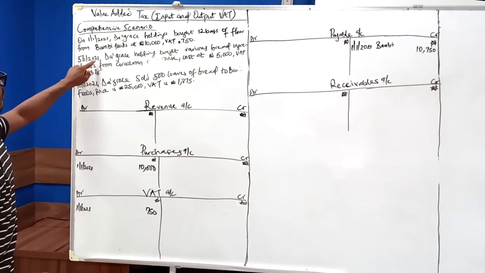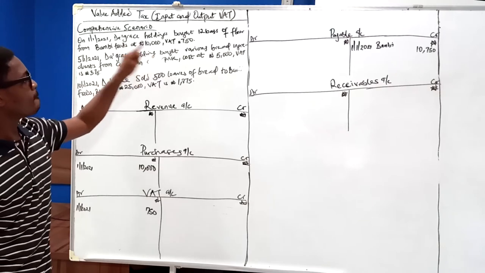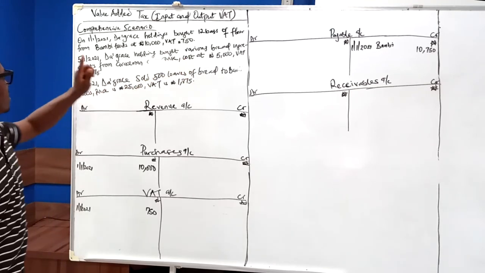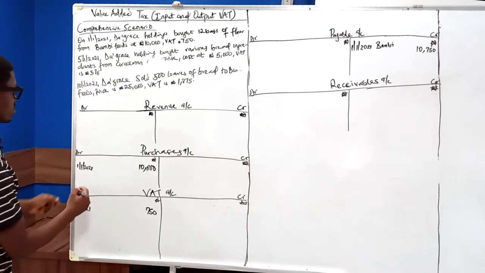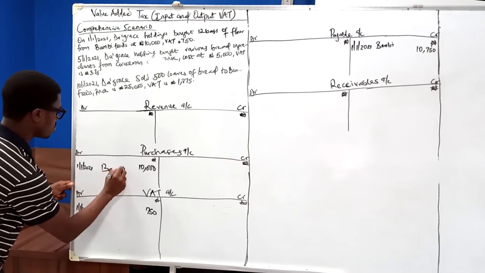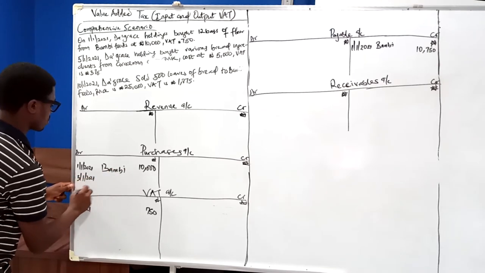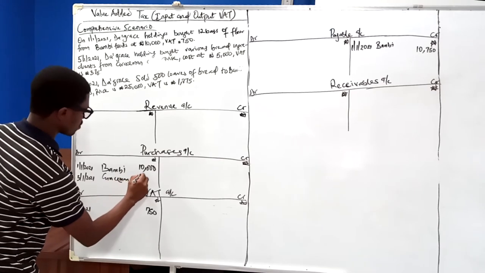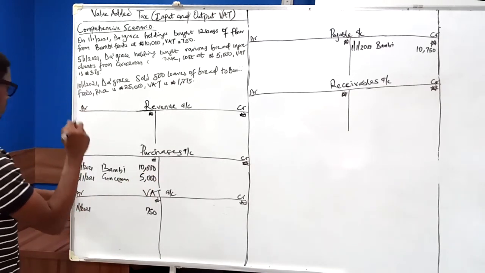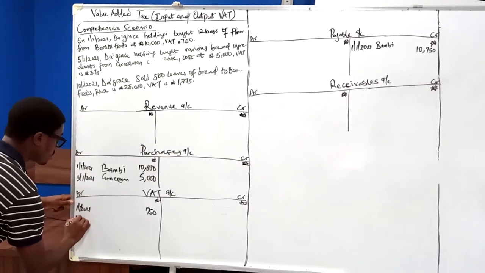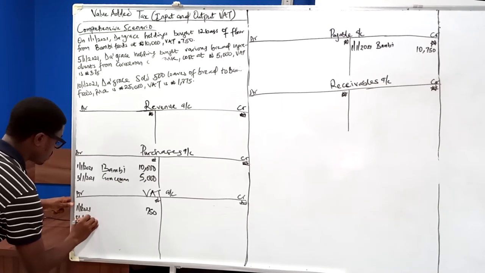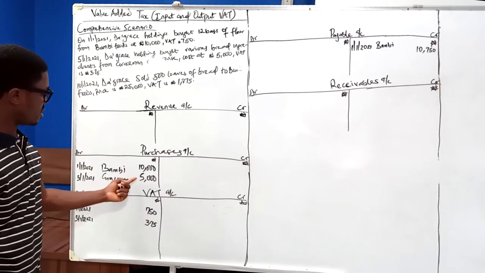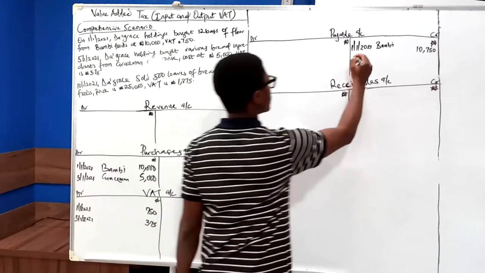On the 5th of January 2021, that Grace Holding bought bread ingredients from Grace Enterprise. The cost of the ingredient is 5,000 naira. The VAT is 375 naira. Again, purchases. So the earlier one was bought from Bambi, on the 5th of January this was bought from Grace. 5,000. Again, input VAT of 375. The sum total that is owed to the supplier will be 5,000 plus 375 there on the 5th.